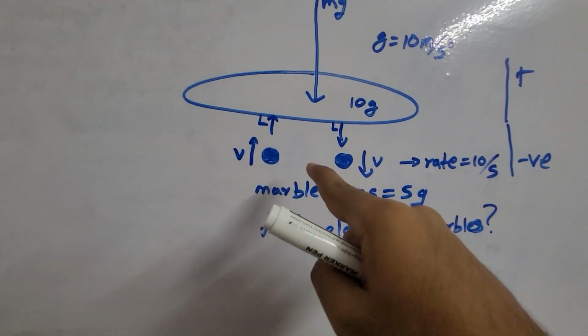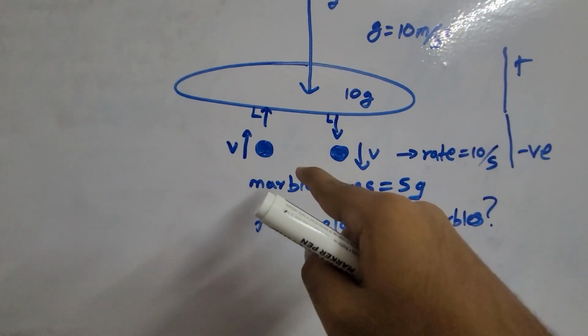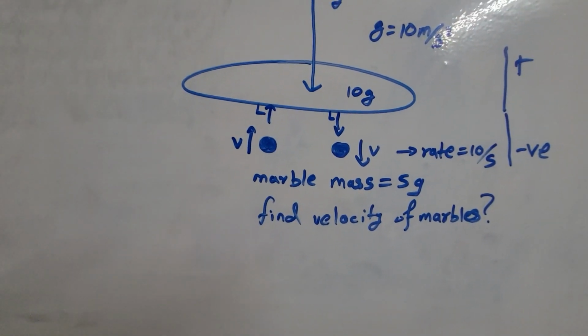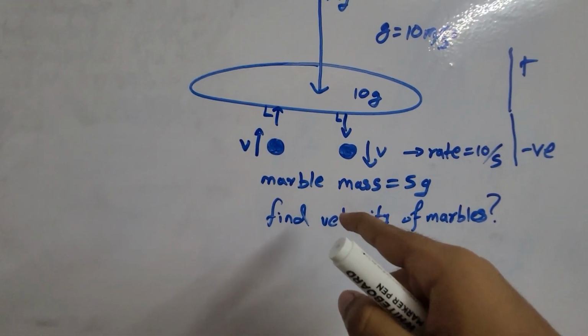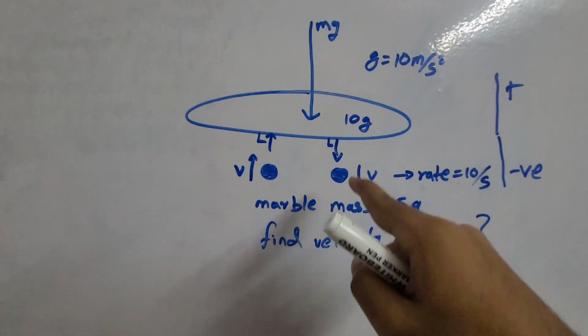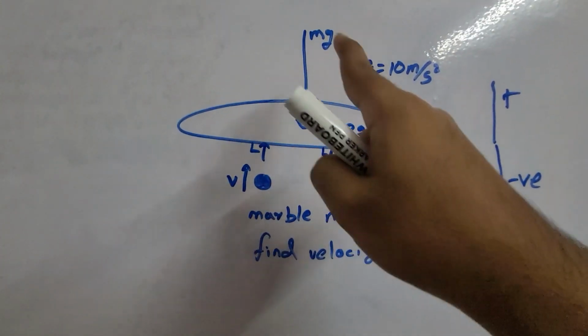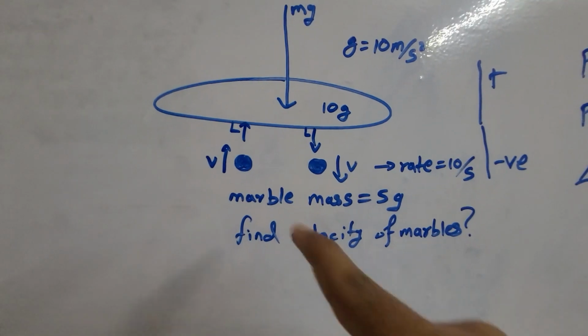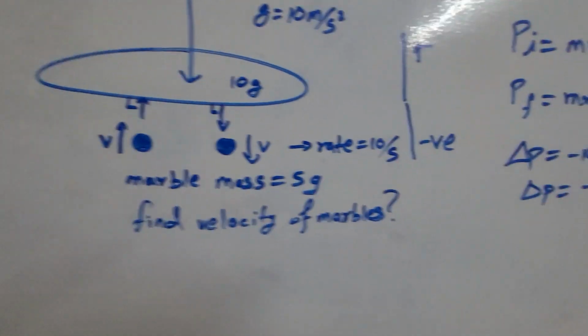Now due to this change in momentum of the marbles, a force is exerted on the marbles in the downward direction. But according to Newton's third law, an equal and opposite force will be exerted on the disc in the upward direction, which balances its weight, and hence the disc remains floating in air. So let's calculate the force exerted on the marbles.